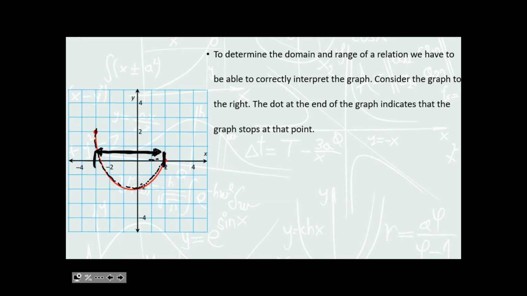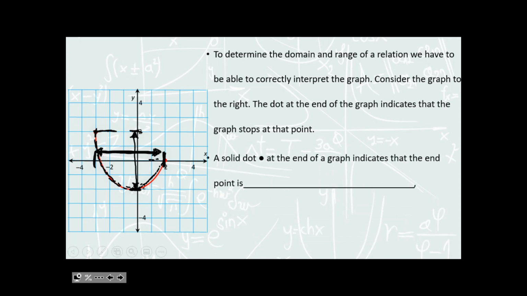The range is how far I can go up and down on this graph. How far up can I go? If I follow this, the highest this graph can go is right here. From here all the way down, the lowest this graph goes on the y is right here. So that would be the restrictions for my range.